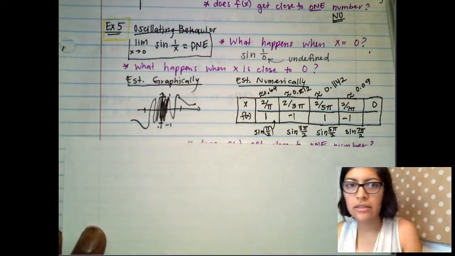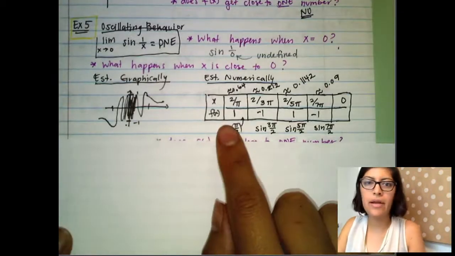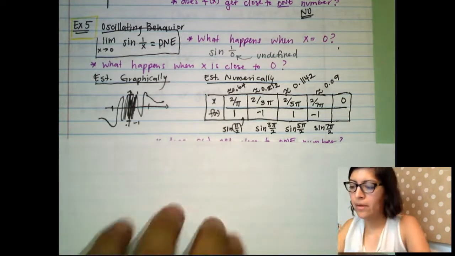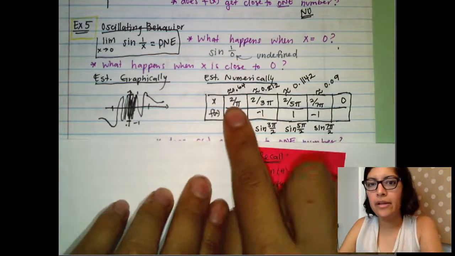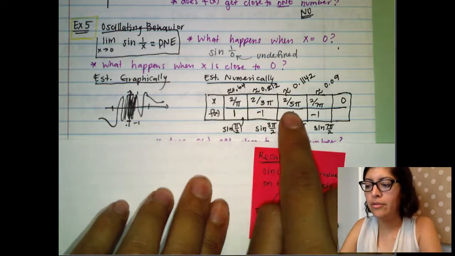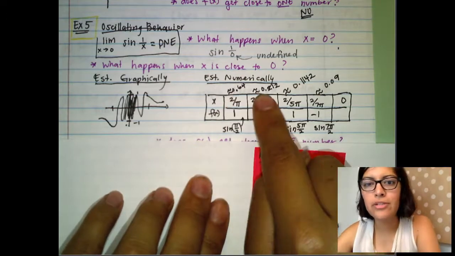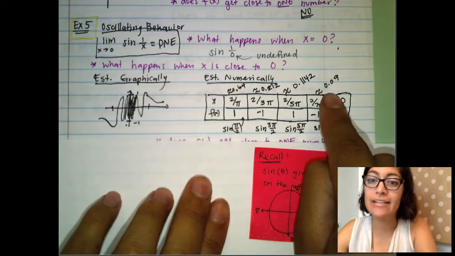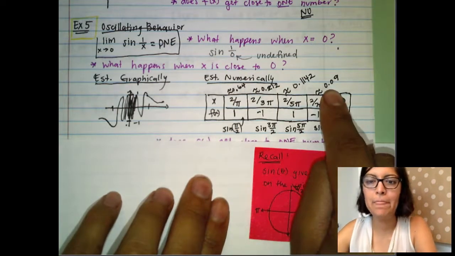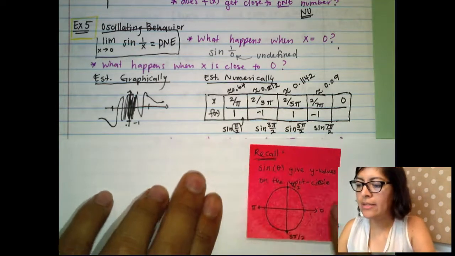So let's look at what happens numerically. We're going to plug in these values: 2 over pi, 2 over 3 pi, 2 over 5 pi, 2 over 7 pi, and see what happens. I gave you the approximations just to show you that it is in fact getting closer to 0. These numbers 0.6, 0.2, 0.1, 0.09, they're getting closer and closer to 0. They're getting smaller.